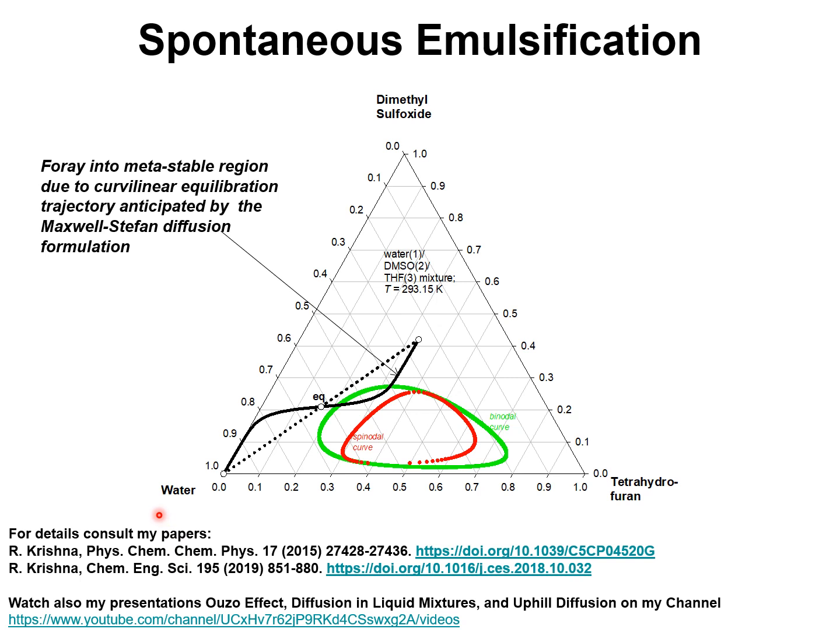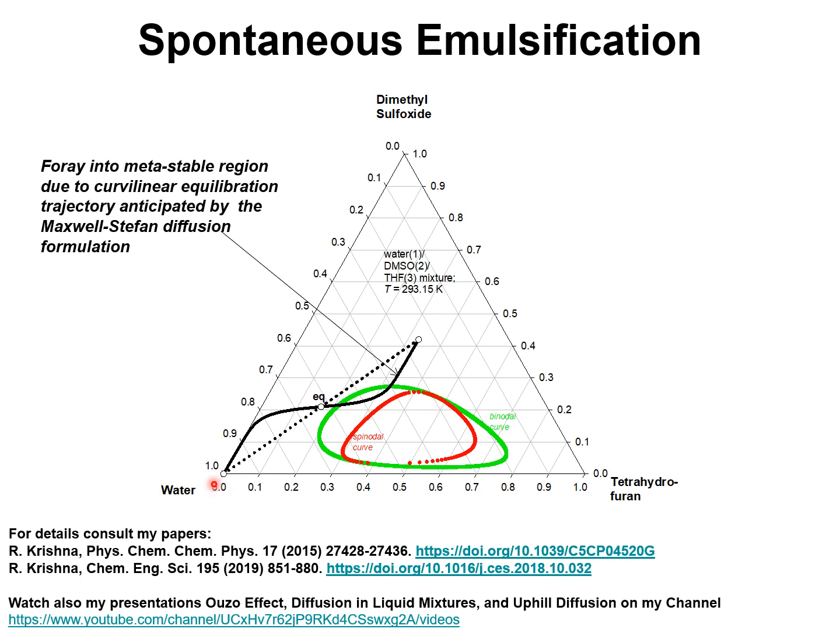Let's move on to a different system consisting of a mixture of water, dimethyl sulfoxide, also called DMSO, and tetrahydrofuran. The binodal curve is indicated by the green line. The spinodal curve is the red line. So the unstable region is within the spinodal envelope. Let's take a mixture with composition denoted by this point and bring that mixture into contact with water.